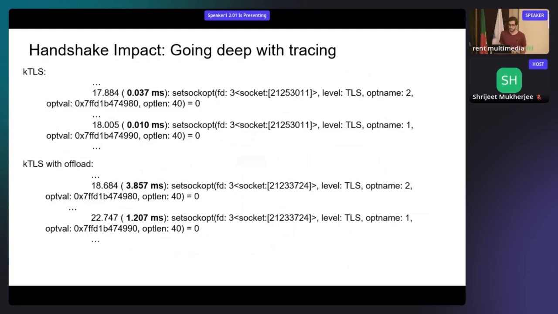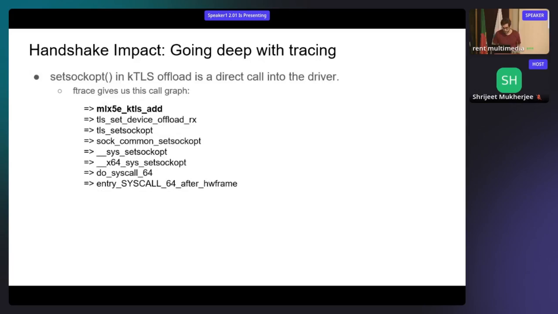Note that there are two extra system calls for each socket. That's because we are doing both TX and RX. The first one on offload takes almost 4 milliseconds to set up the TX side of the offload, and the second one takes about 1.5 milliseconds, which is a lot when you're doing performance testing. Each setsockopt does a call into the NVIDIA driver, and that will set up not only the driver itself, but the NIC.